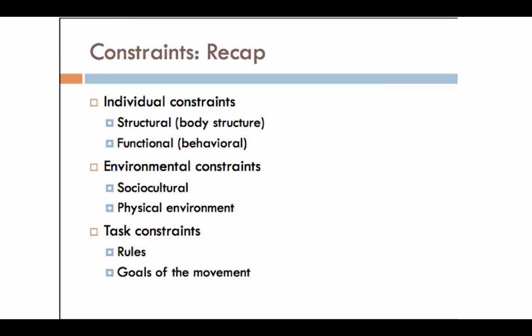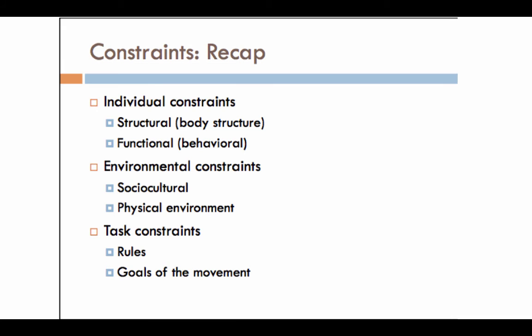So just a quick recap of our constraints. We've talked about our constraints for pretty much all of the semester, but let's go over them again. The individual constraints are structural and functional. Structural are body structure related, so that's physical size, and functional are behavioral, so that's more of the psychological aspects of it, such as motivation or desire to perform the task at hand.